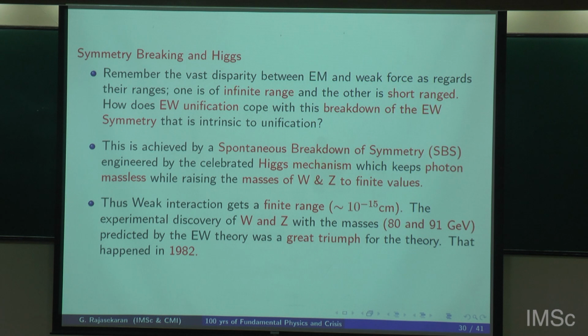That was a great triumph for the electroweak theory. And once you know the mass, the range can be calculated. I told you the inverse relationship. Actually, range is h-bar over Mc, where M is the mass of the quantum. So the mass of the quantum is given, you calculate. You will get about 10 to the power minus 15 centimeter. The precise number can be calculated.